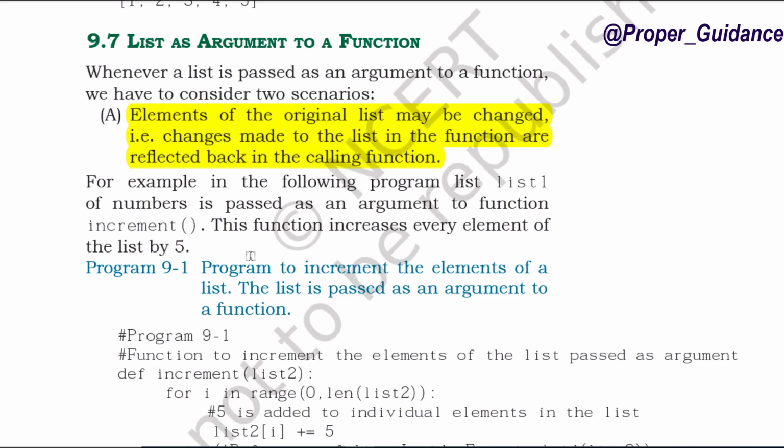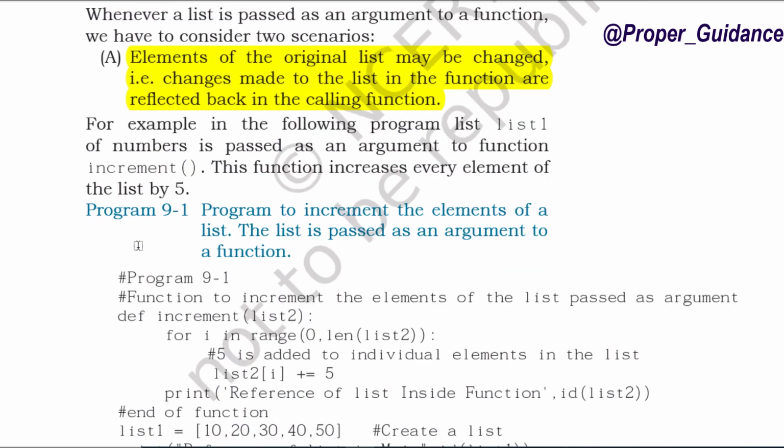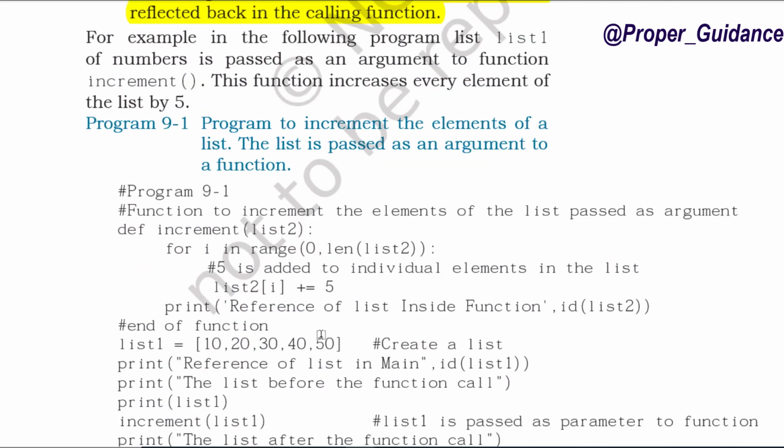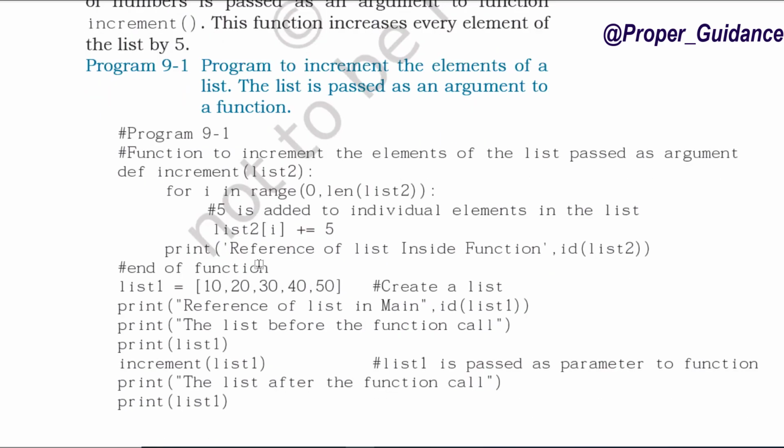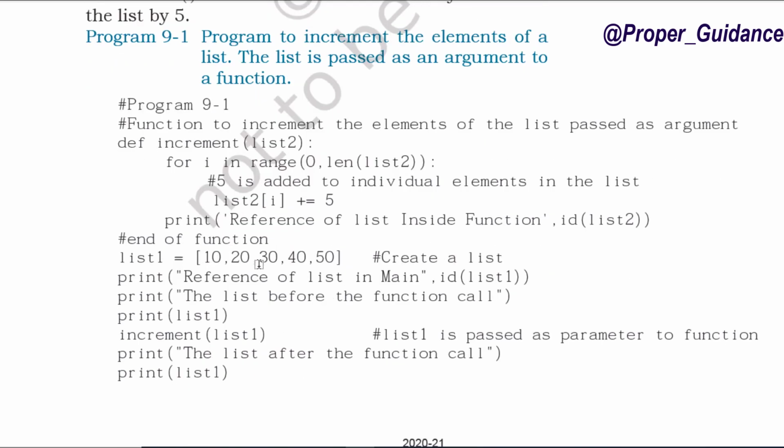Clear? For example, in the following program, list 1 of numbers is passed as an argument to function increment. This function increases every element of the list by 5. So, program to increment the elements of a list. The list is passed as an argument to the function. See here, what is the program telling us? That function to increment this one.